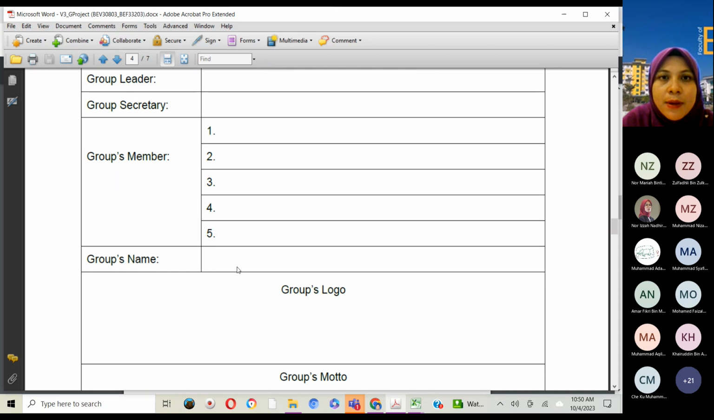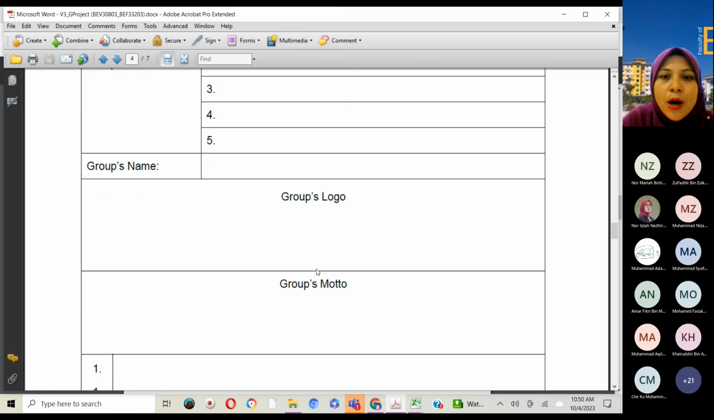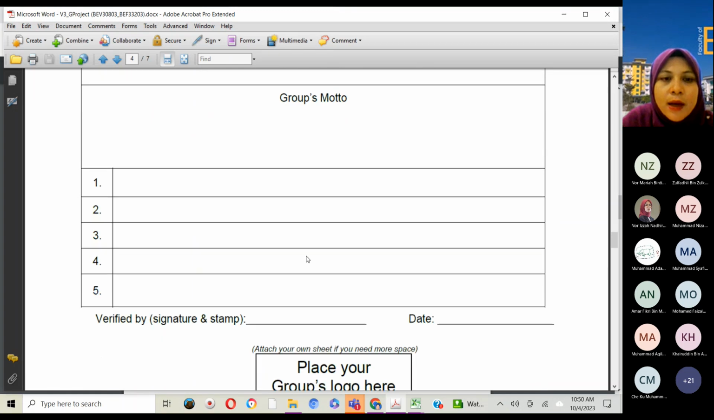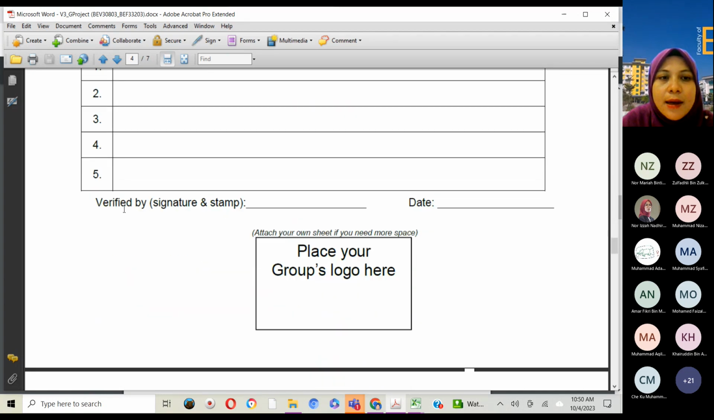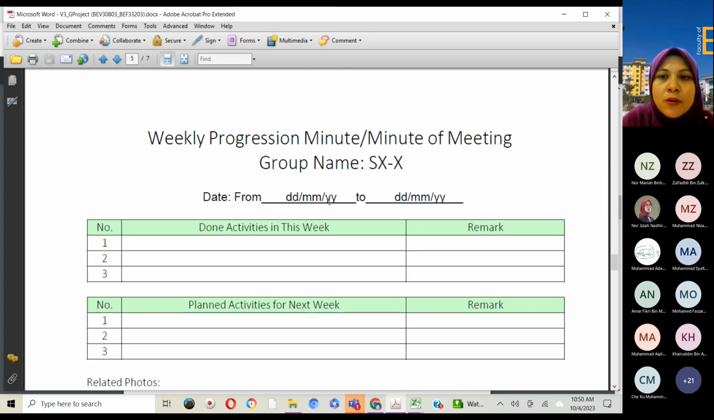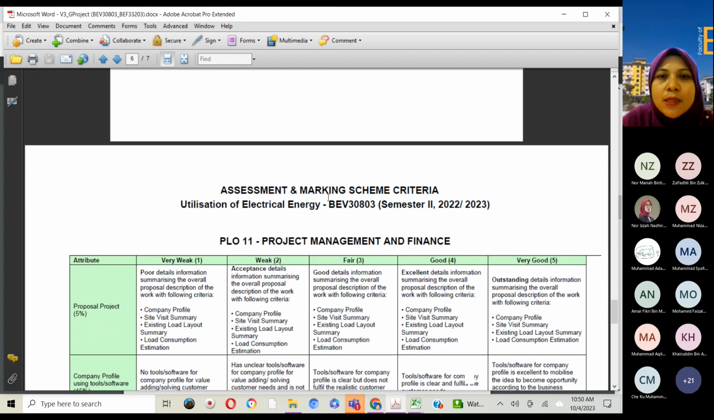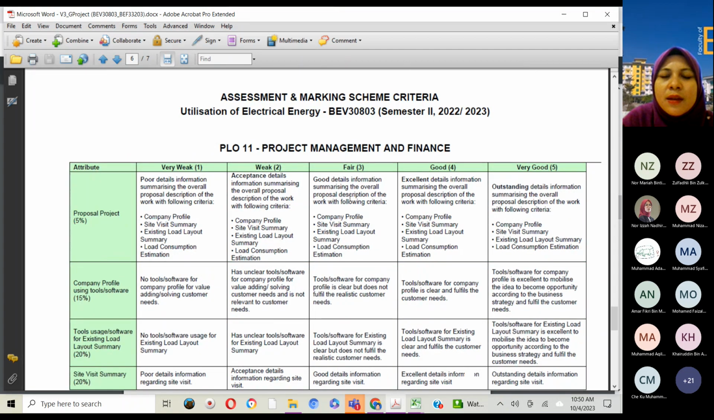Come up with your groups name kan. You punya company name lah sebenarnya. Actually this company name. And then company logos. For example, you design company logo, apa motto you kan. This one kalau ada lah groups motto kalau ada, tak payahlah banyak-banyak sangat. And then verify, ini saya, kita ada. This one is the format for the minutes of meeting. Okay, tak ada masalah. Okay, this one is the assessment and marking scheme criteria lah.